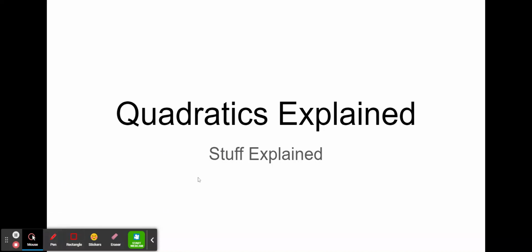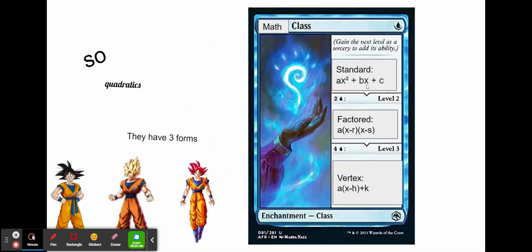Hello, today I'm going to be explaining quadratics. So, quadratics come in three forms, and I'm going to go over each of them. There's standard, factored, and vertex form.